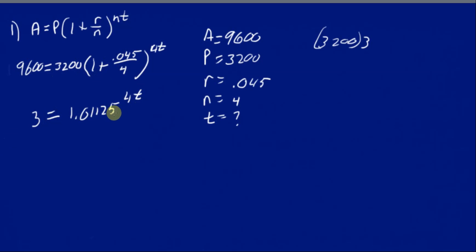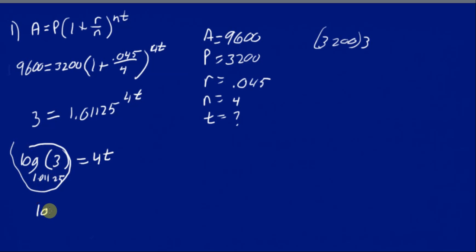Well, I can't solve for that, so I'm going to change this into logarithmic form. The base is this number, so log base 1.01125. I'm taking the log of the number, so that's going to be 3, and the log will equal the exponent 4t. So I need to use the change of base formula here. I'm going to have the log base 10, the common log of 3, divided by the common log, log base 10 of 1.01125, and that's going to equal 4t.